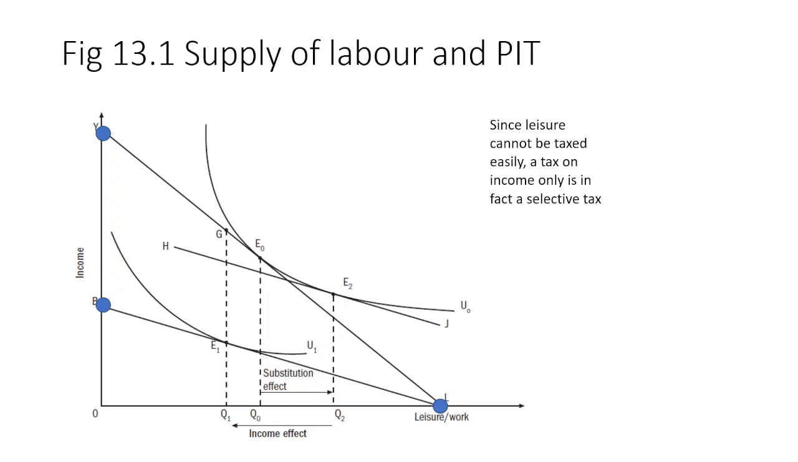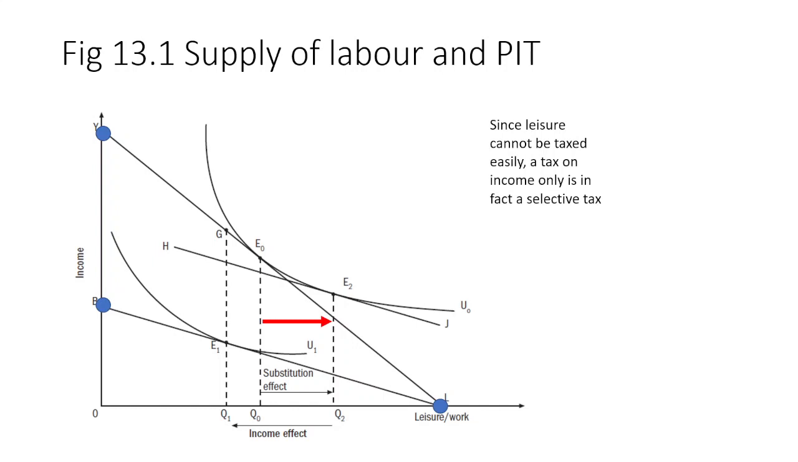So let's get the two effects, the income effect and the substitution effect. The substitution effect is gotten by moving from the original equilibrium point E0 on the same indifference curve. Substitution effect is always on the same indifference curve. So can you see that line HJ is parallel to line BL? So that's the new budget line.